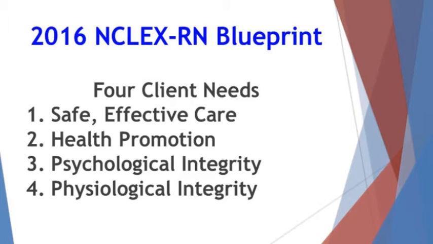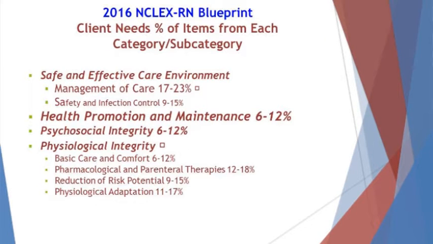Looking at the National Council of State Board of Nursing website, you are going to see that the 4 client needs areas are safe, effective care, health promotion, psychological integrity, and physiological integrity. And what I've done on the PowerPoint is broken it down where you can see what the percentages are that are going to be covered on NCLEX. The 2 that have subcategories are safe, effective care and physiological integrity.